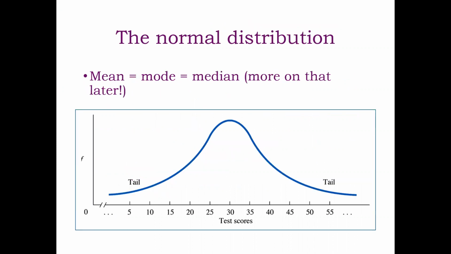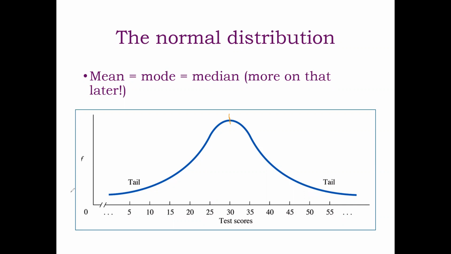Here's the standard normal distribution, okay? This is a theoretical idealized distribution. And we're going to be talking a lot about this, right? In a normal distribution, the mean, which is the average, the median, and the mode are all the same. And that corresponds to right about here.